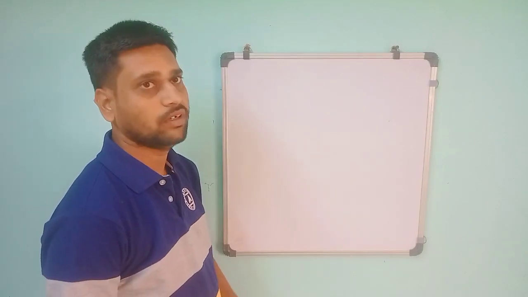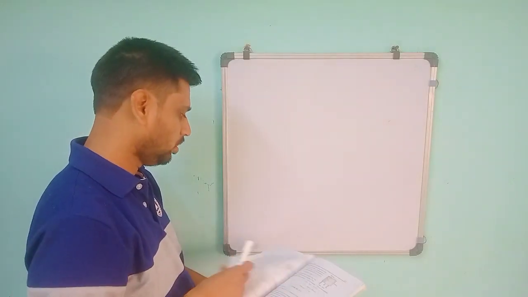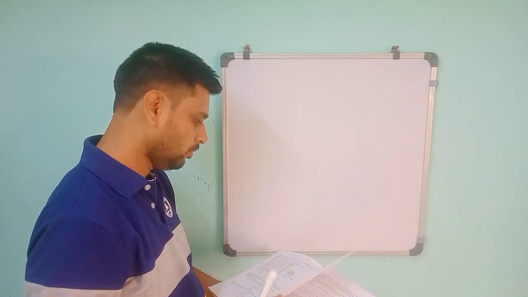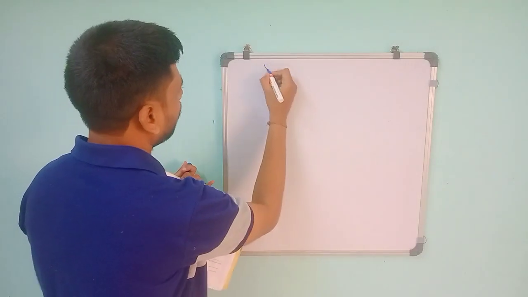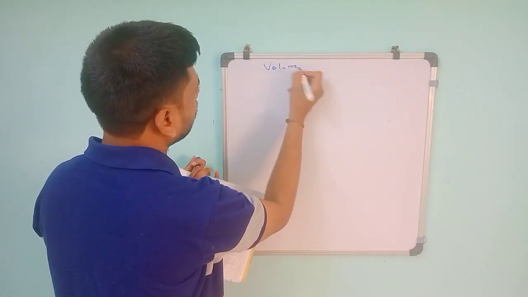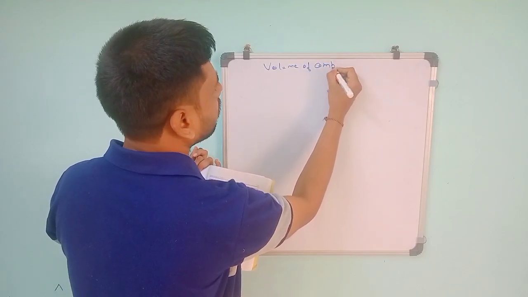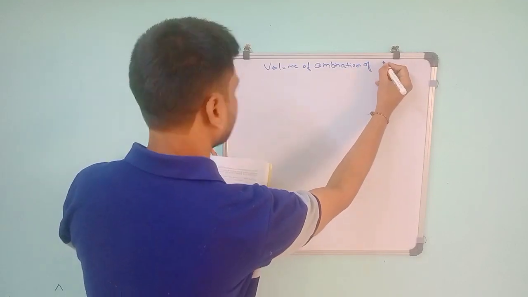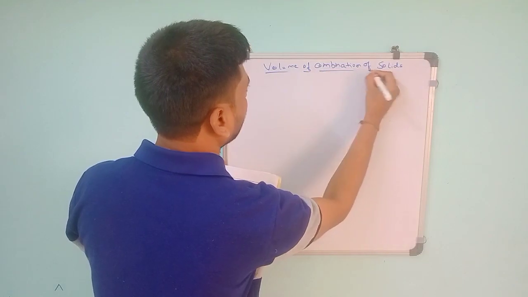So we are in the lesson of surface area and volume. In that I completed surface area. Next part is volume of a combination of solids. Volume of combination of solids.